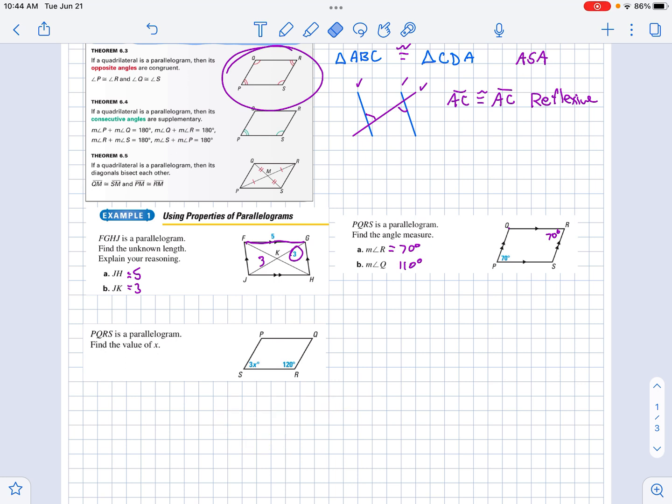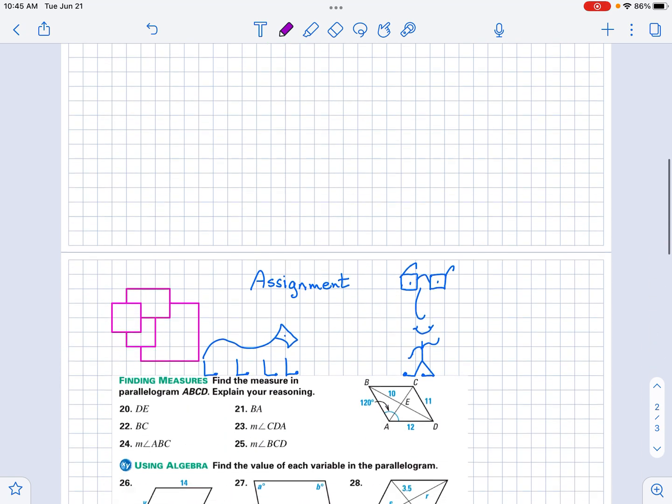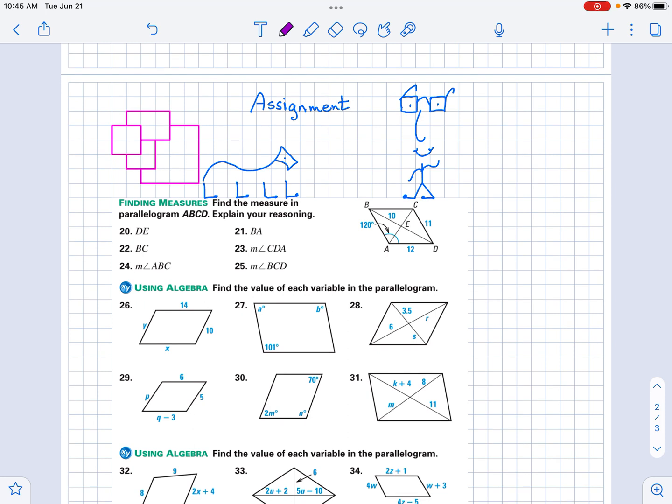Now down here, PQRS is a parallelogram, find x. Well, we know that 3x plus 120 has to equal 180 because those two angles are supplementary. So there we get 3x is equal to 60, and that means that x is equal to 20. So that does it. Now, I've given you some assignments down here, and they're basically these types of problems using those theorems.